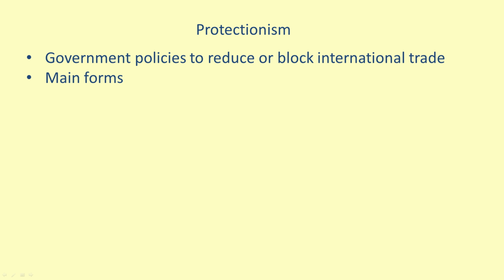Let's go over the main three forms of protectionism. First is tariffs, which are taxes on imports. By levying a tax on imports, a government increases the price that domestic consumers must pay in order for foreign producers to receive any given price for selling their goods.